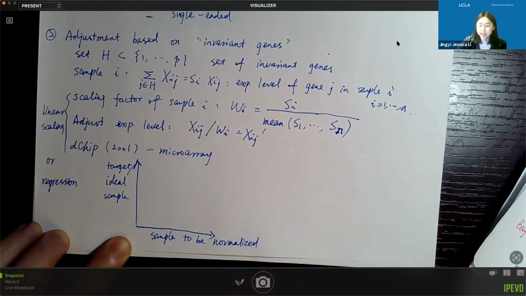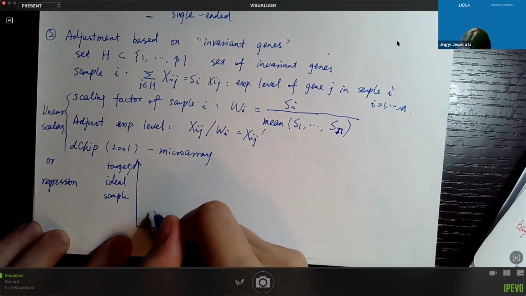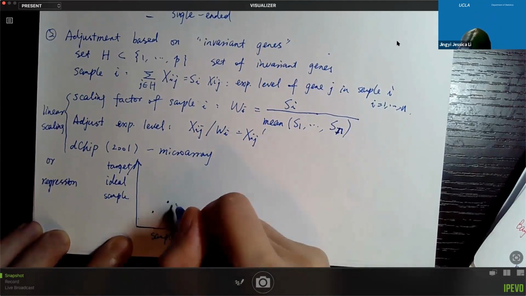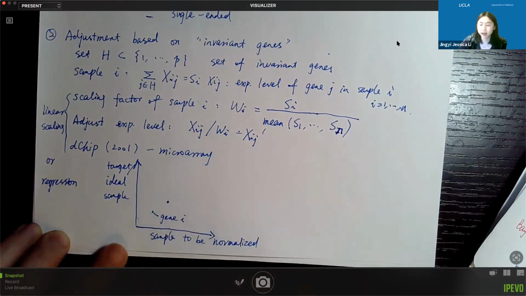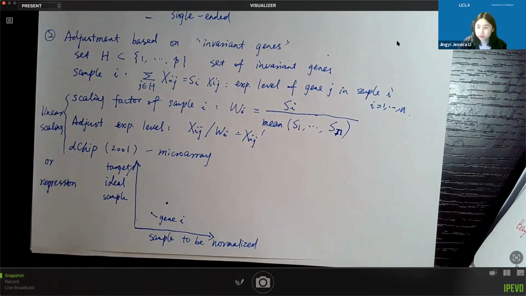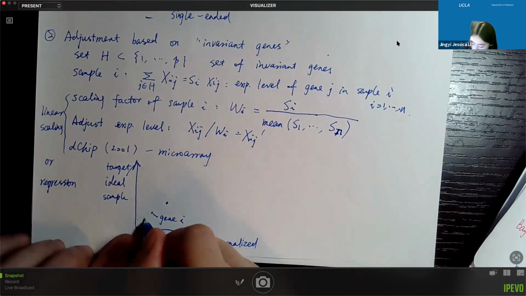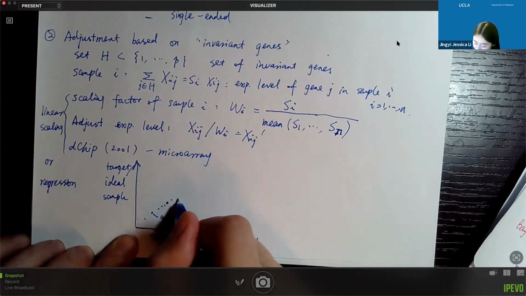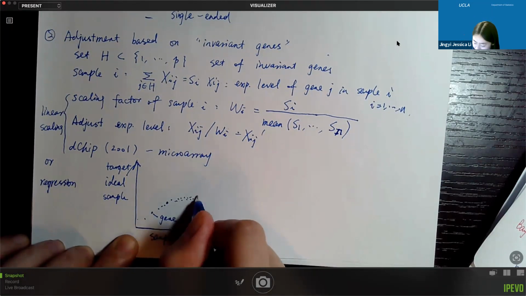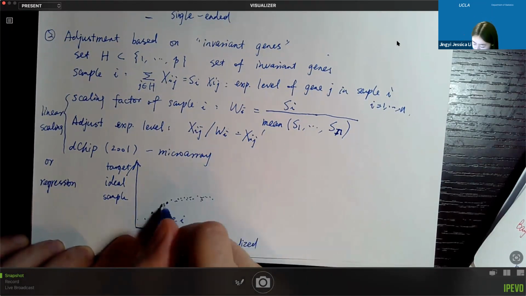Okay, that's the case. And then every dot here is a gene. So this is, for example, gene I. Like I said, if the two samples agree perfectly with one another, the dots should lie perfectly on the diagonal line. But let's say that the data does not look like that. For example, the data looks like this.